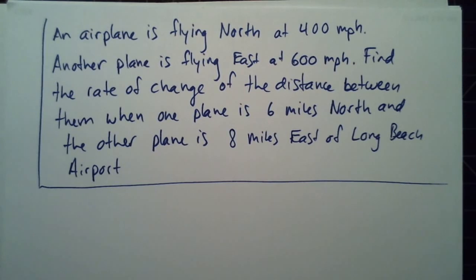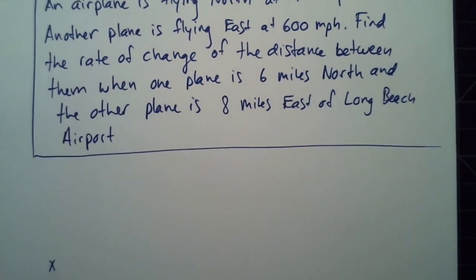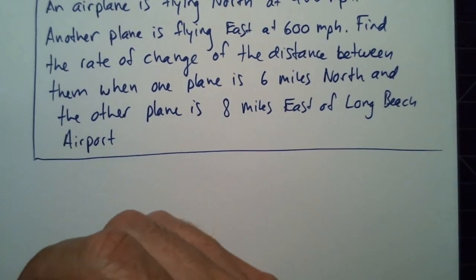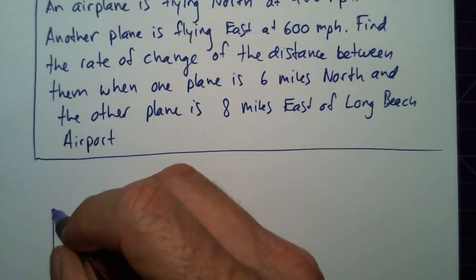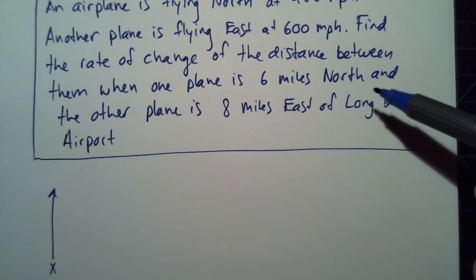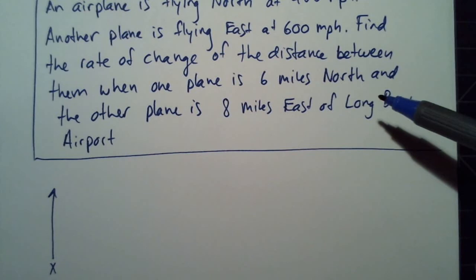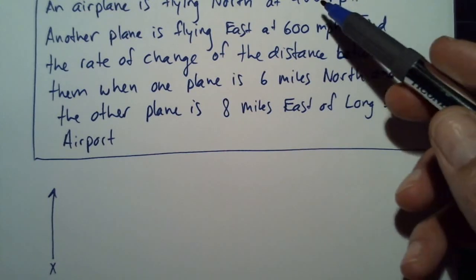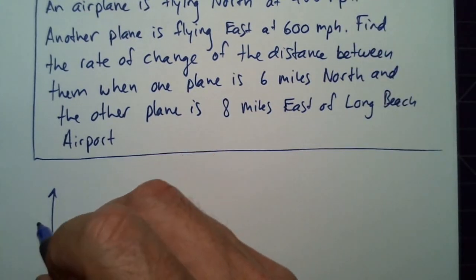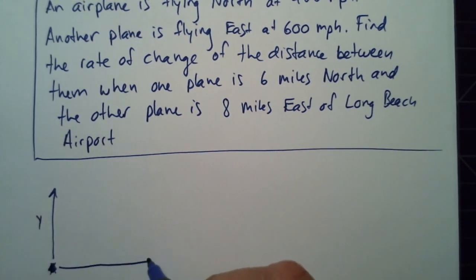Okay, so here we really need to draw a picture. And if we say the airport is there, an airplane is flying north. And there's maybe some more I should have explained in here, but we'll just say they both left from the airport. And one is flying north at 400 miles per hour. So if we say this is y, let's make that just a point. And the other is x.